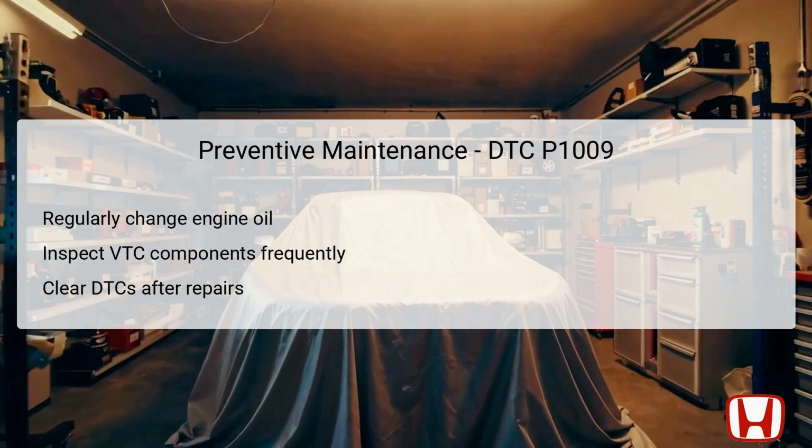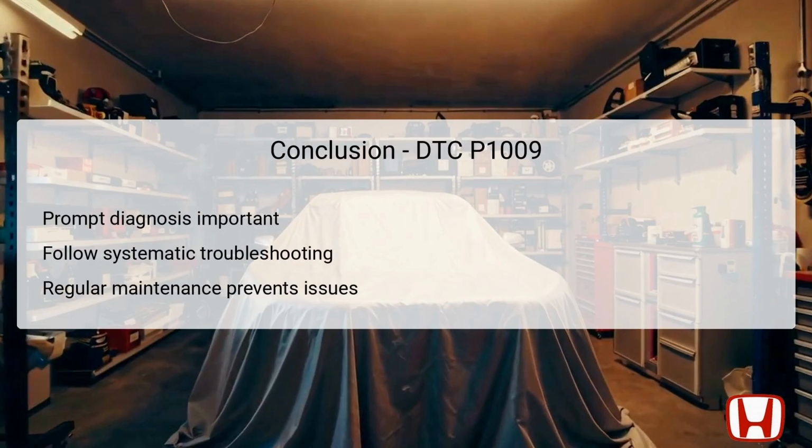Being proactive in these maintenance routines not only extends the life of the engine's VTC system, but also enhances overall vehicle performance. In summary, diagnosing and resolving DTC P1009 is essential for maintaining optimal engine performance in Honda Civics from 2011 to 2015. Following a structured approach to troubleshooting, which includes verifying problems, conducting component inspections, and performing operational tests, significantly enhances the effectiveness of repairs.